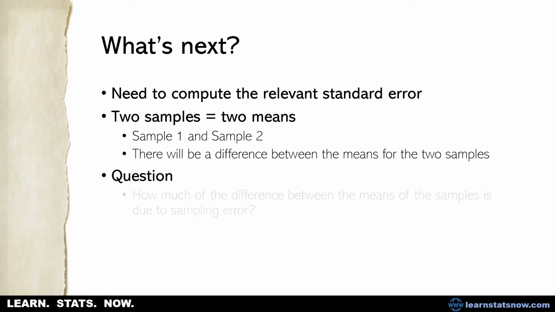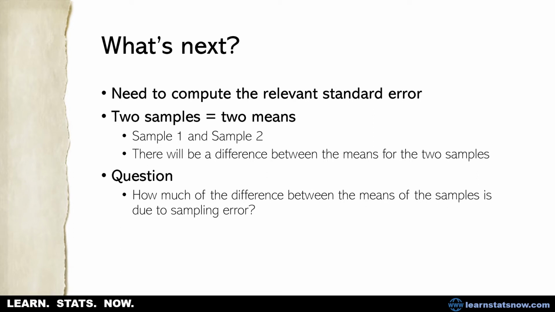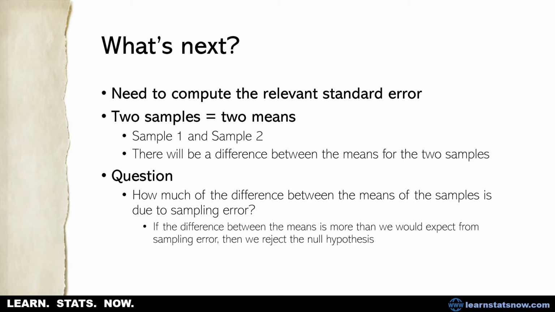So the question then becomes, how much of the difference between the means of the samples is simply due to sampling error, right? Because we don't want to conclude that there's a difference due to the independent variable when in fact sampling error could account for it. So if the difference between the means is more than what we would expect from sampling error, then we're going to reject the null hypothesis. Okay, so let's start off with an example.